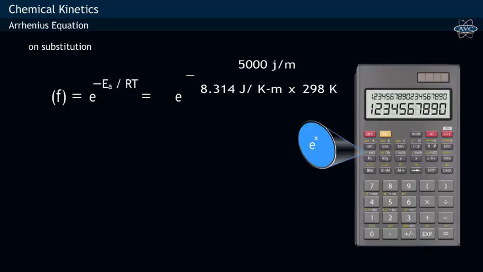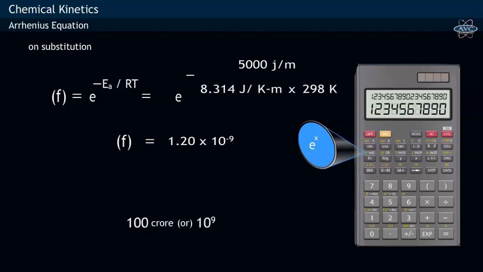This fraction may be calculated by using the e to the power of x button in a scientific calculator, and on calculation the f value works out to be 1.20 into 10 to the power of minus 9.